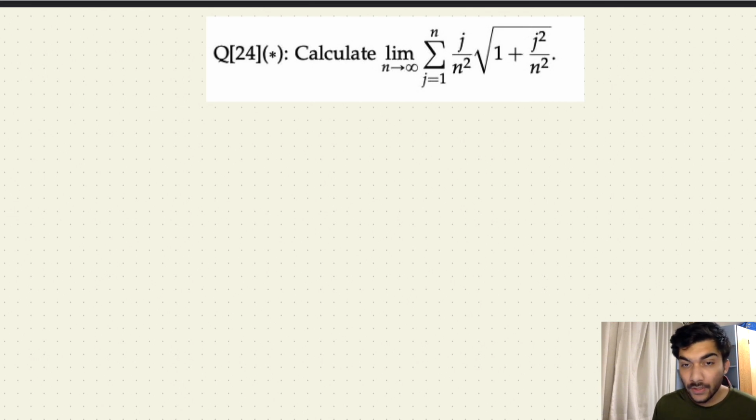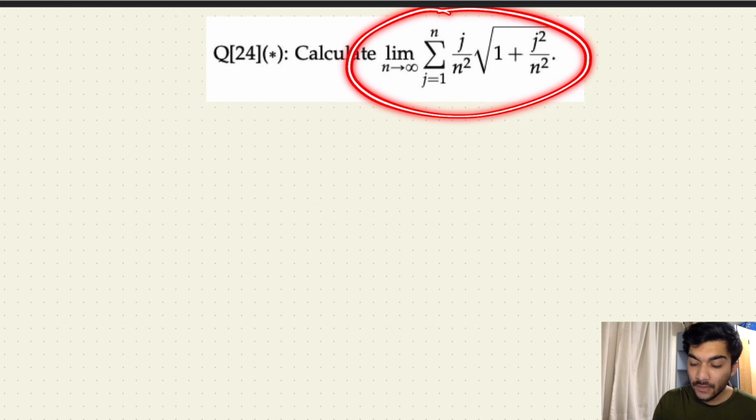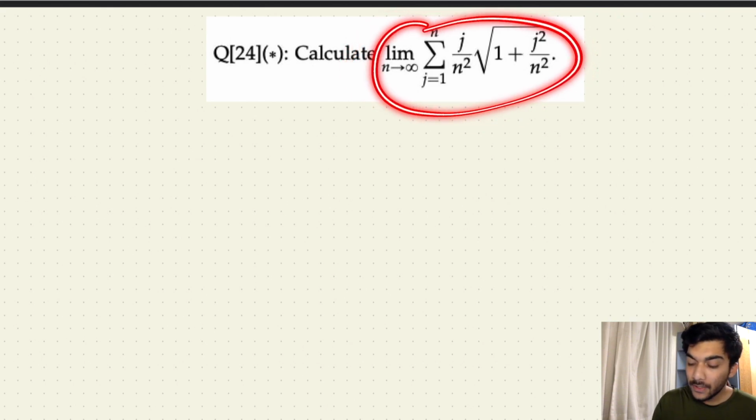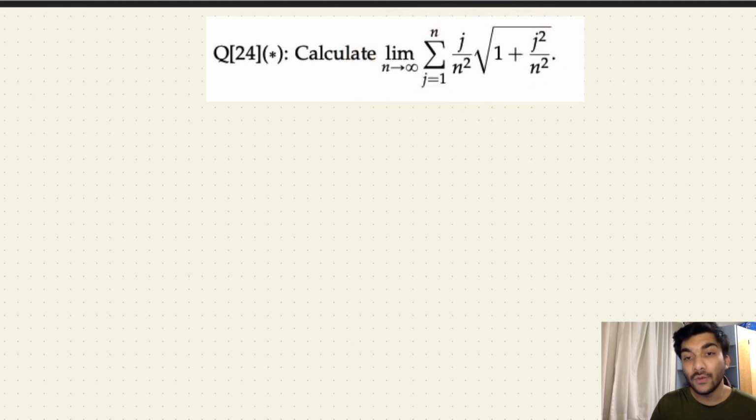So let's do a mixed question now. This question is based on two concepts. The first concept is converting this limit notation into a definite integral and then calculating the definite integral using substitution. We have already covered both of these concepts in detail in our previous videos.